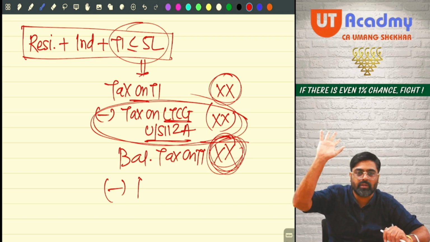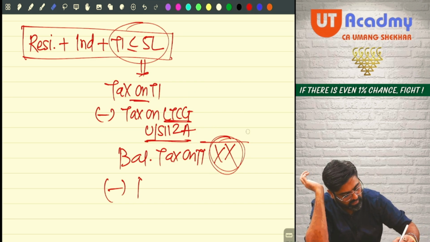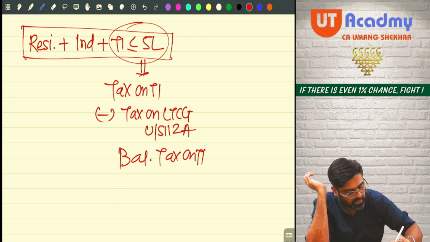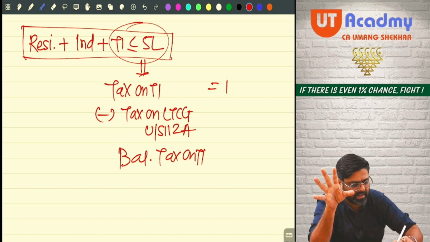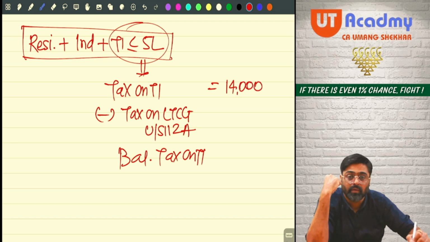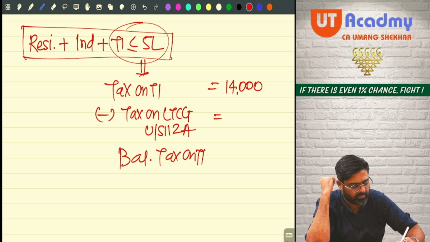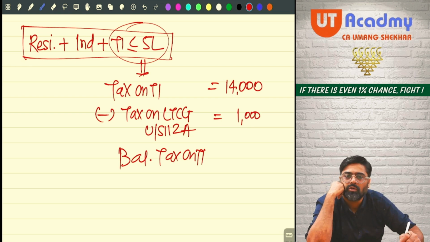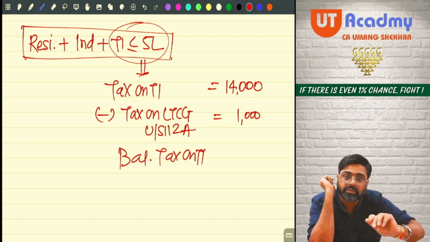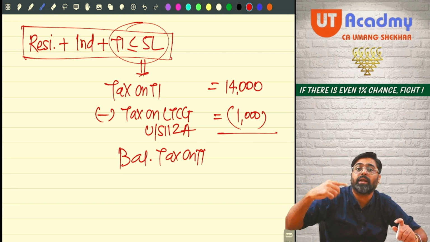But that too also maximum 12,500. So for example, your balance tax, your entire tax liability, okay, your tax on total income happened to be, let us take an example, 14,000. Yes or no? And the tax on long-term capital gain was, for example, 1,000 rupees. So in 14,000, you have calculated 1,000 and 1,000 is there in that 14,000. Yes or no? So first thing, you will separate this 1,000 from 14,000 because this 1,000 you have to pay. You cannot take it as a rebate.